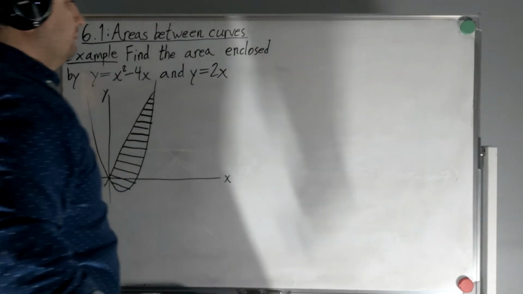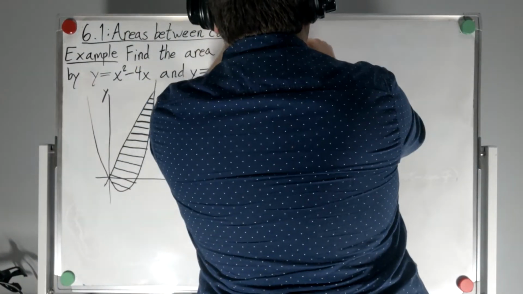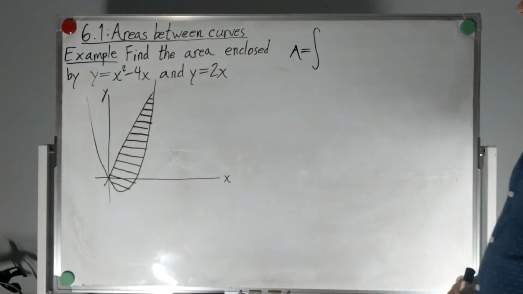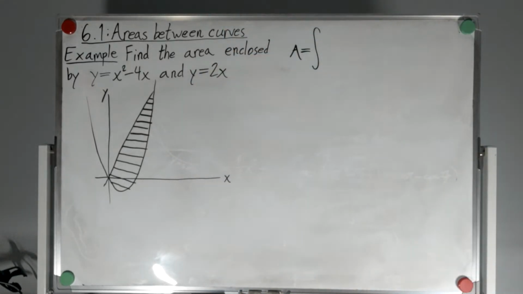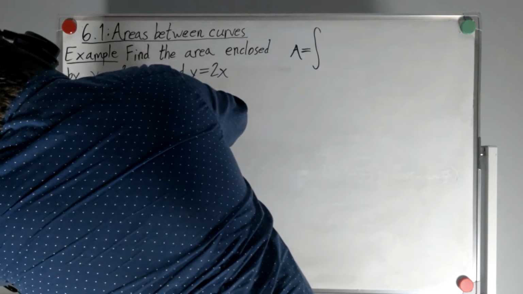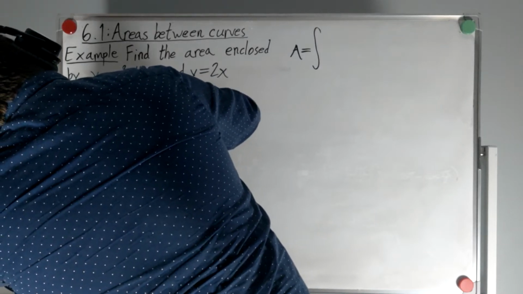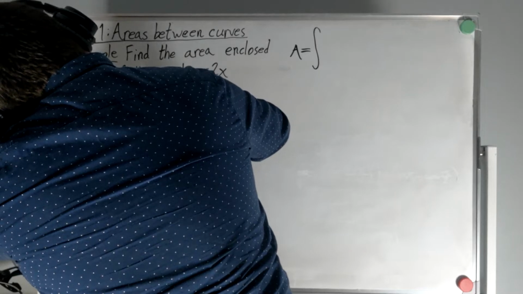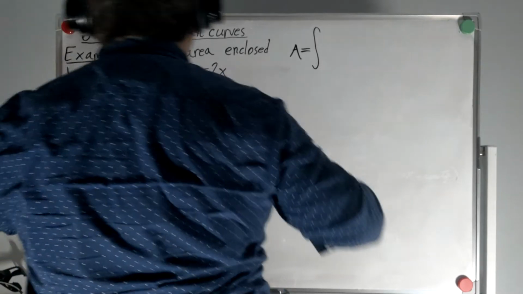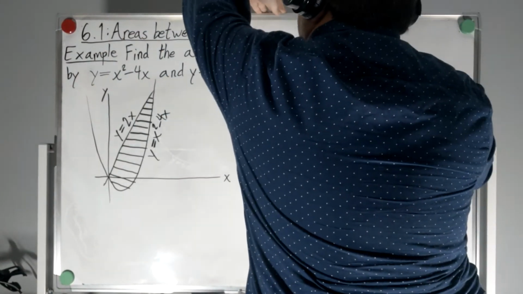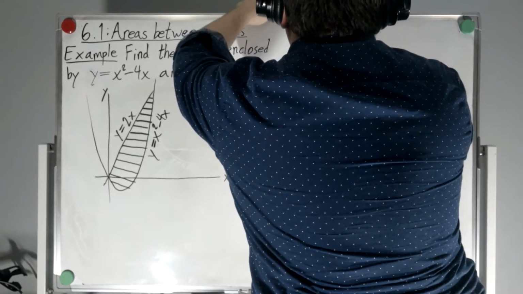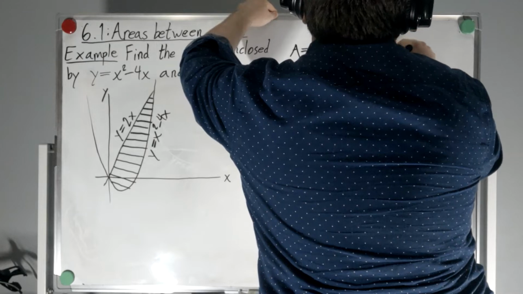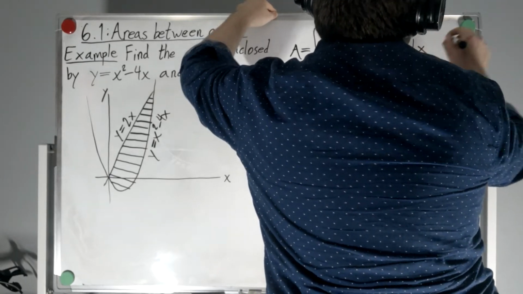Right, so area is going to be the integral of the upper curve minus the lower curve. Of course, this upper curve is y equals 2x, and this lower curve is y equals x squared minus 4x. So this just becomes 2x minus x squared minus 4x.